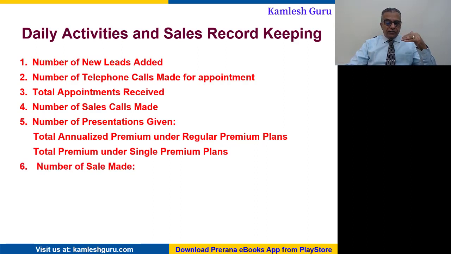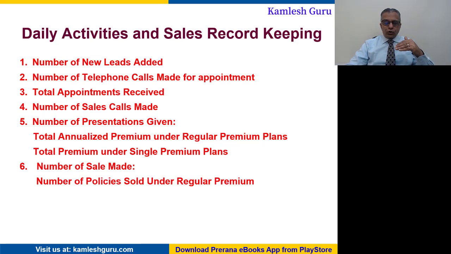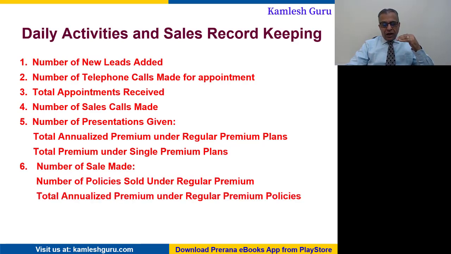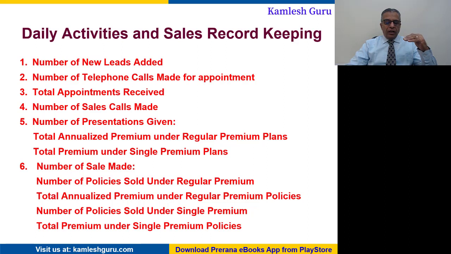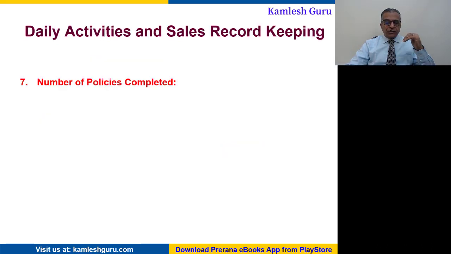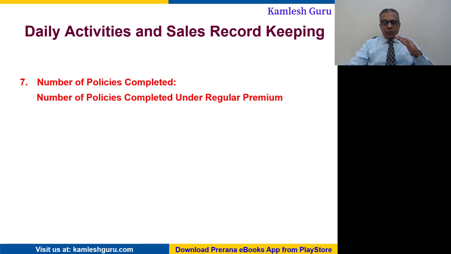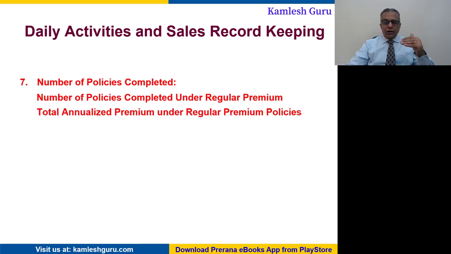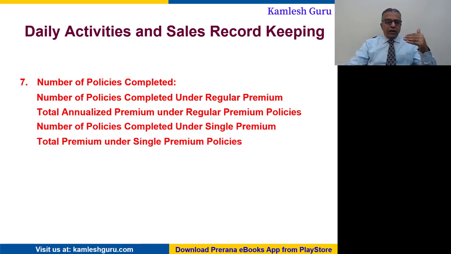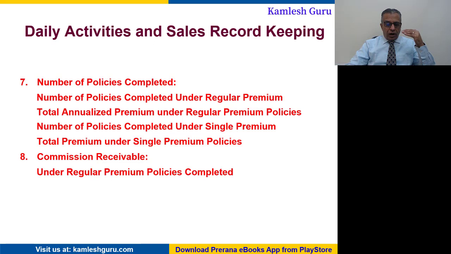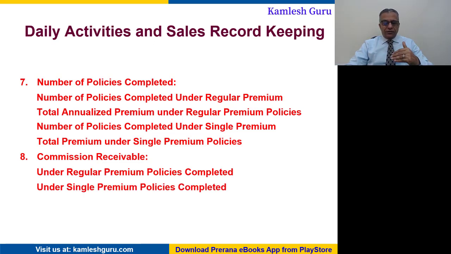How many sales have you made? Number of policies sold under regular premium? What is the annual premium under regular premium policies? Number of policies sold under the single premium and the total premium under the single premium policies. Number of policies completed for the day, number of policies completed under regular premium. So what is the total annual premium under these regular premium policies? Number of policies completed under the single premium, total premium under the single premium policies. What is your commission receivable under regular premium policies completed and under the single premium policies completed?